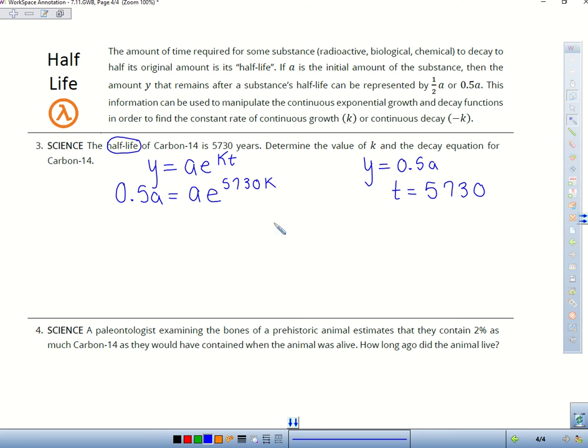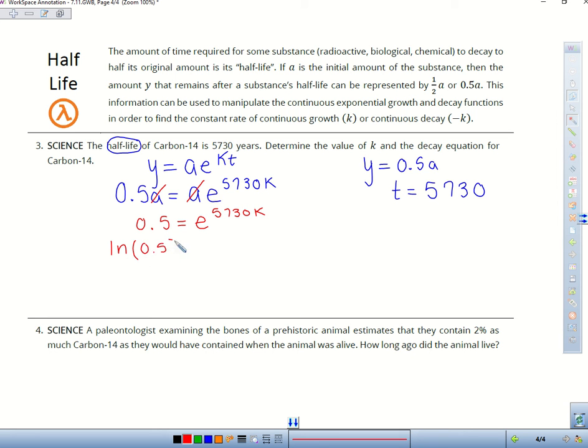Does everyone see what happened there? I plugged in for y and I plugged in for t. So you're going to see why you don't need to know A in this problem. Since I have A on both sides, if I divide both sides by A, the A's are both going to go away. So you don't even need to worry about A in this one. It's just going to become 0.5 equals e to the power of 5,730 k. What would we do next to solve this?